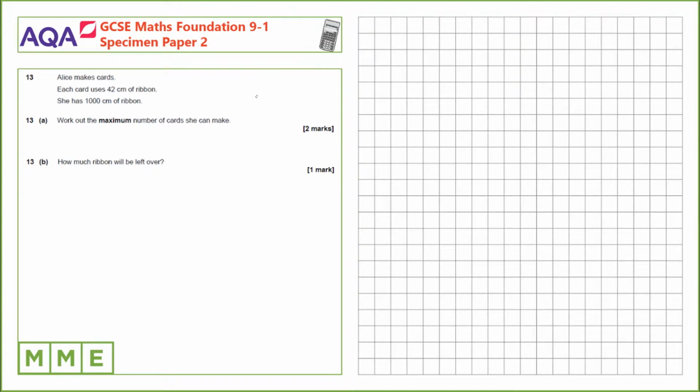Question 13. Alice makes cards. Each card uses 42 centimeters of ribbon. She has 1000 centimeters of ribbon. Work out the maximum number of cards she can make. We need to divide the 1000 centimeters by the 42 required for each card, and that gives us 23.8. She can't make 0.8 of a card, so she can only make 23 cards.